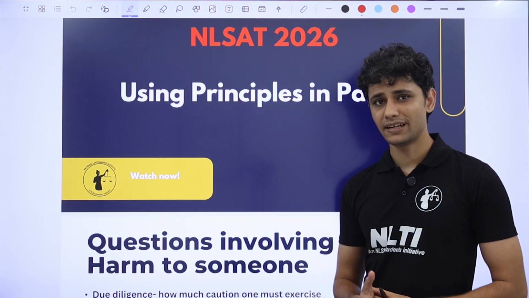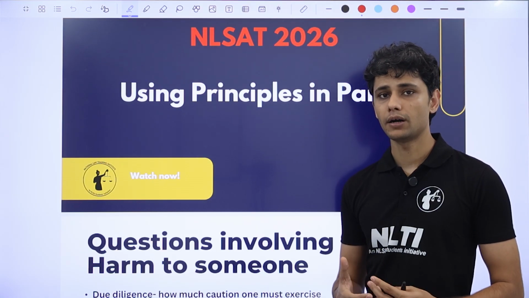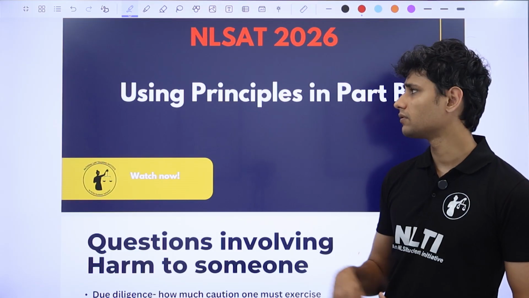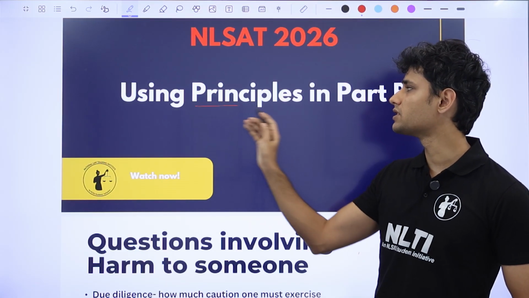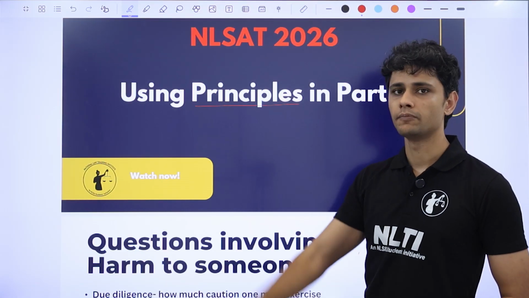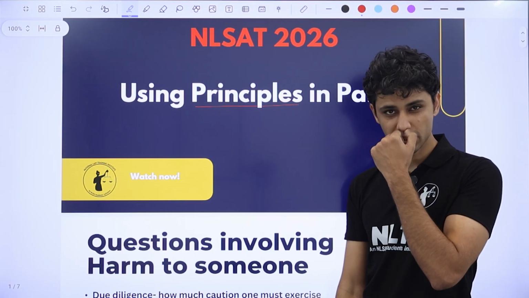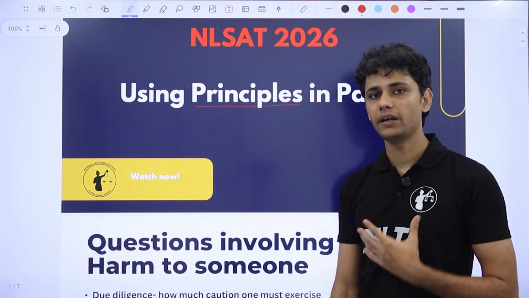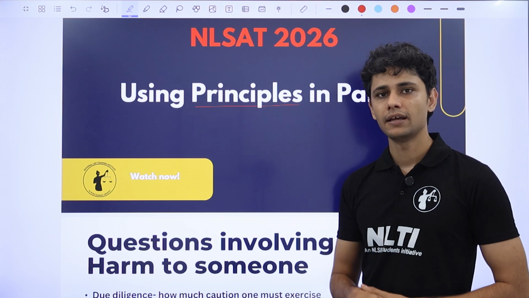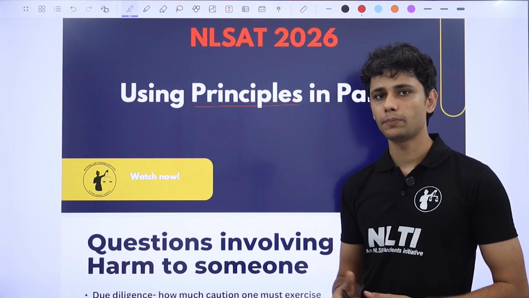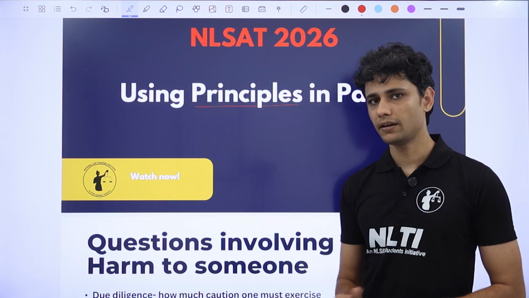There is also a constant doubt: do I really need to mug up legal principles or legal maxims? As you can observe, this slide only says using principles, it does not use the word legal. And that's a very conscious choice, because as someone who's been through this paper myself and has mentored students over the last 3 years, using legal knowledge or the expectation of having prior legal knowledge is absolutely unnecessary.